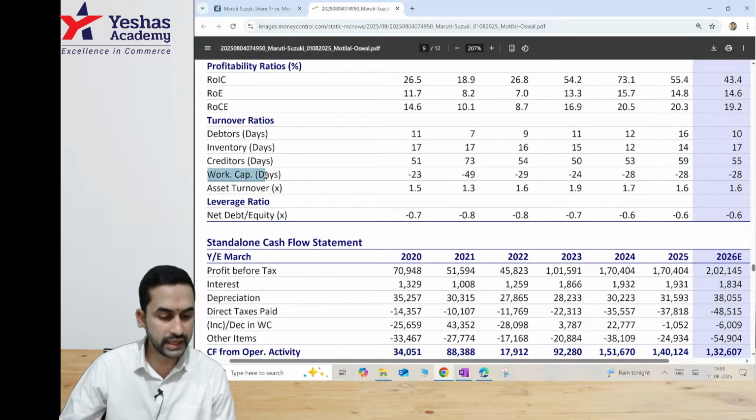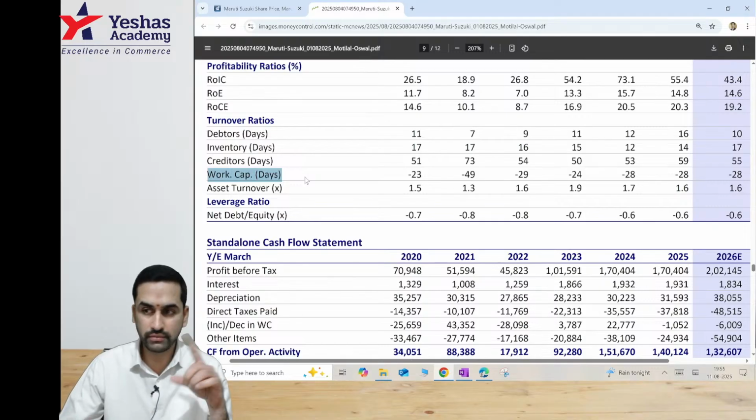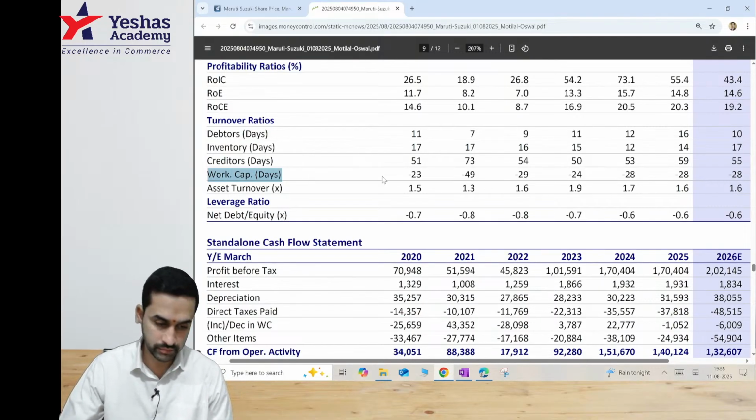Working capital days, this is called operating cycle period. We will study this in the working capital management chapter. You won't understand it today.